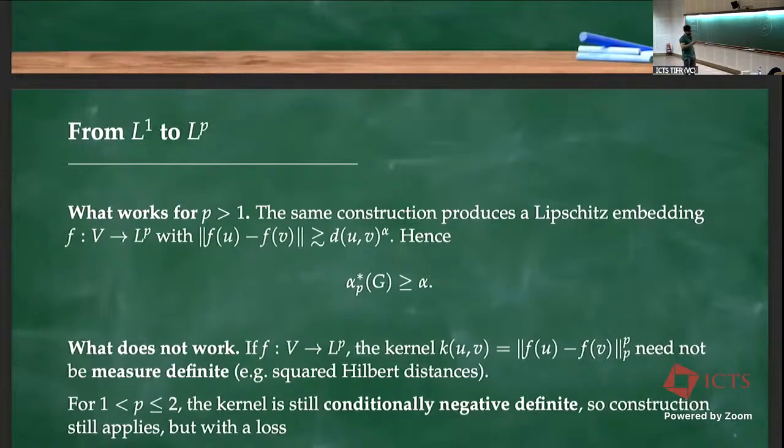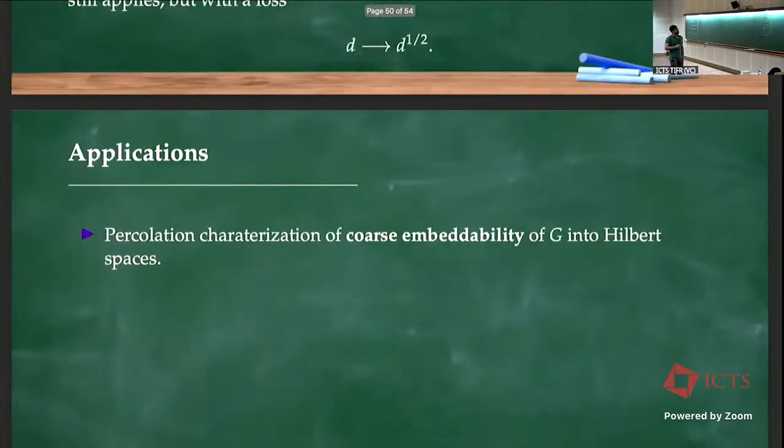So the problem is in the converse direction. If you have an embedding, then the kernel that you want to build from it need not be measure definite. Again, the same problem that we mentioned earlier pops up. However, if you are between 1 and 2, then it's still conditionally negative definite, but then you have to live with the square root. In general, we don't have a characterization for LP, but for L1. Nonetheless, quite some information can be milked out of that.